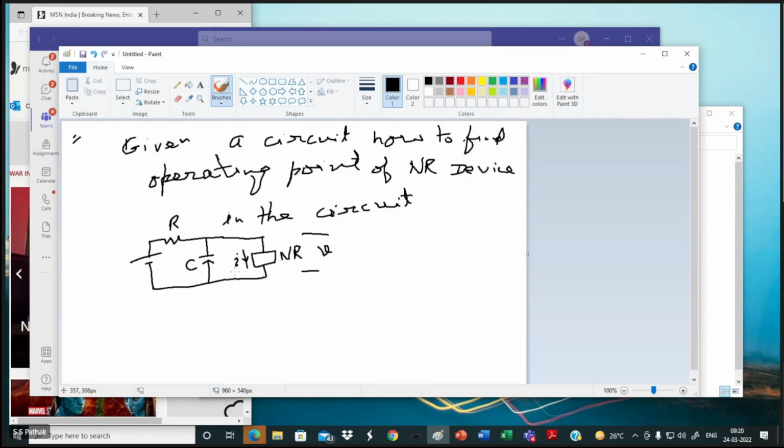Initially I'm coming with the exponential one. So what is the equation I can write? One equation is this is my V, this is my IR.